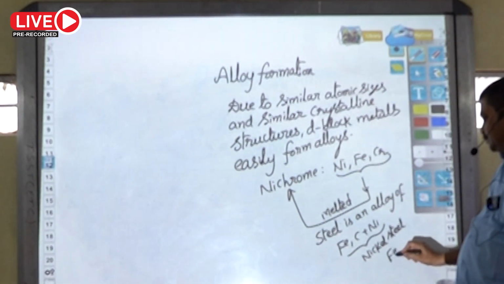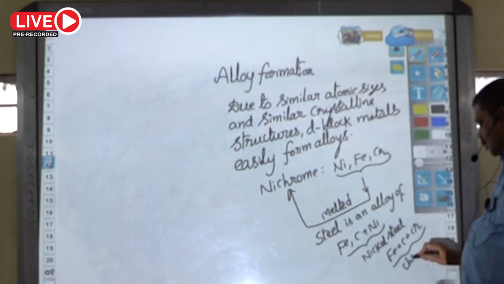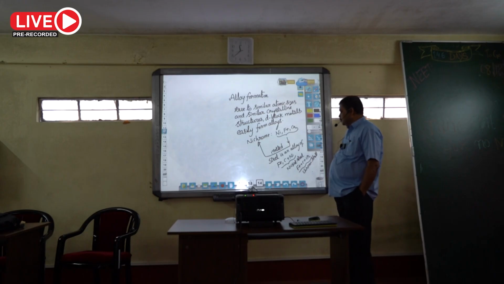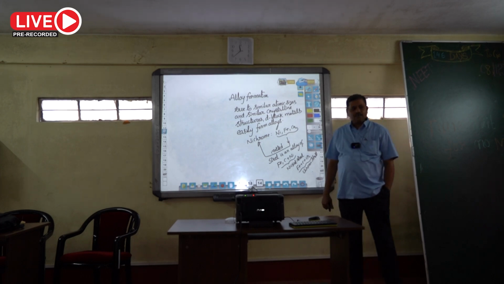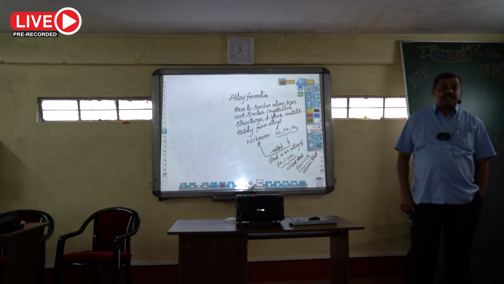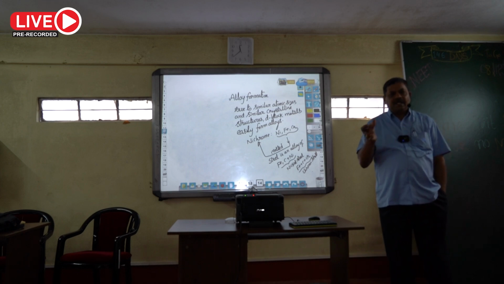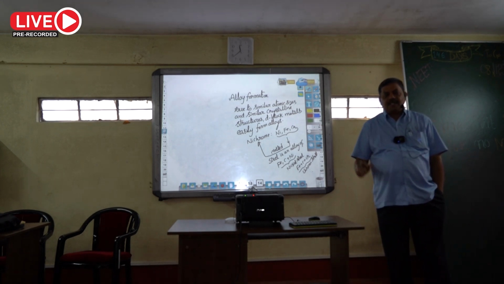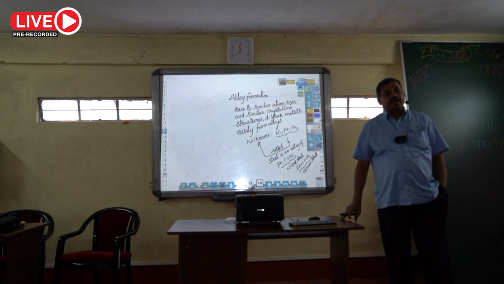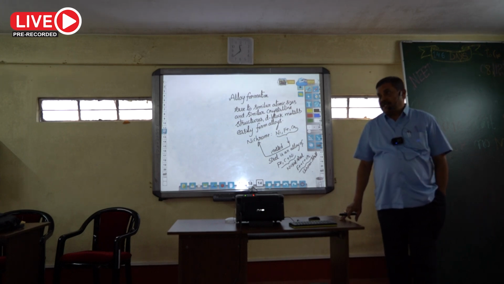Iron, carbon plus chromium, chrome steel. Iron, carbon plus tungsten, tungsten steel. Steel essentially contains iron plus carbon plus other metal combinations. Suppose iron, carbon, manganese, we call it manganese steel.